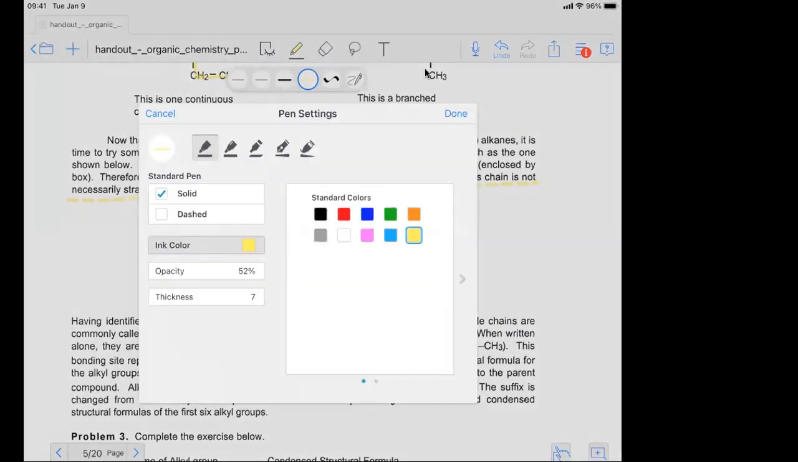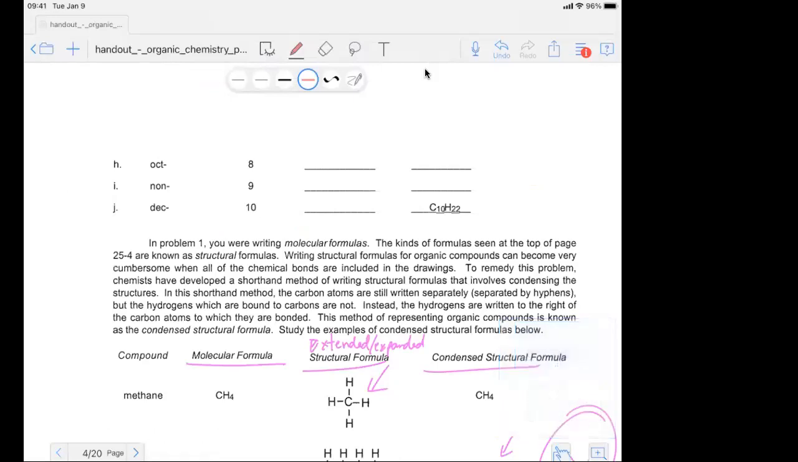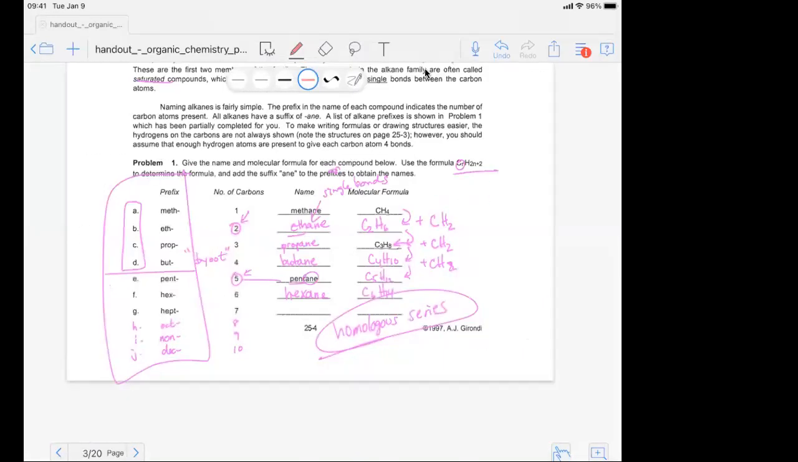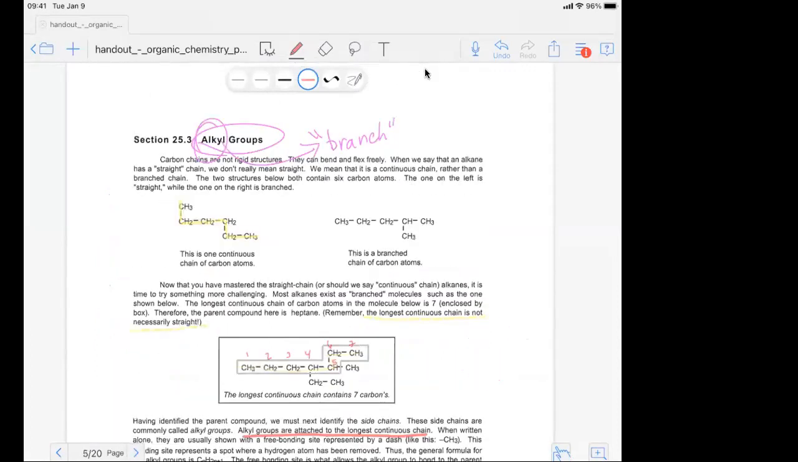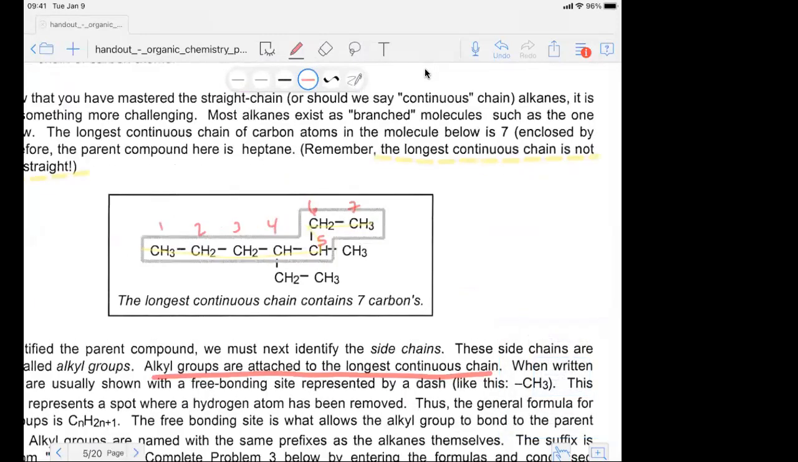You count how many atoms are in the parent chain. So we count 1, 2, 3, 4, 5. Don't forget about that one. 6 and 7. So the prefix for 7 is hept. And it's an alkane because we see all single bonds there.